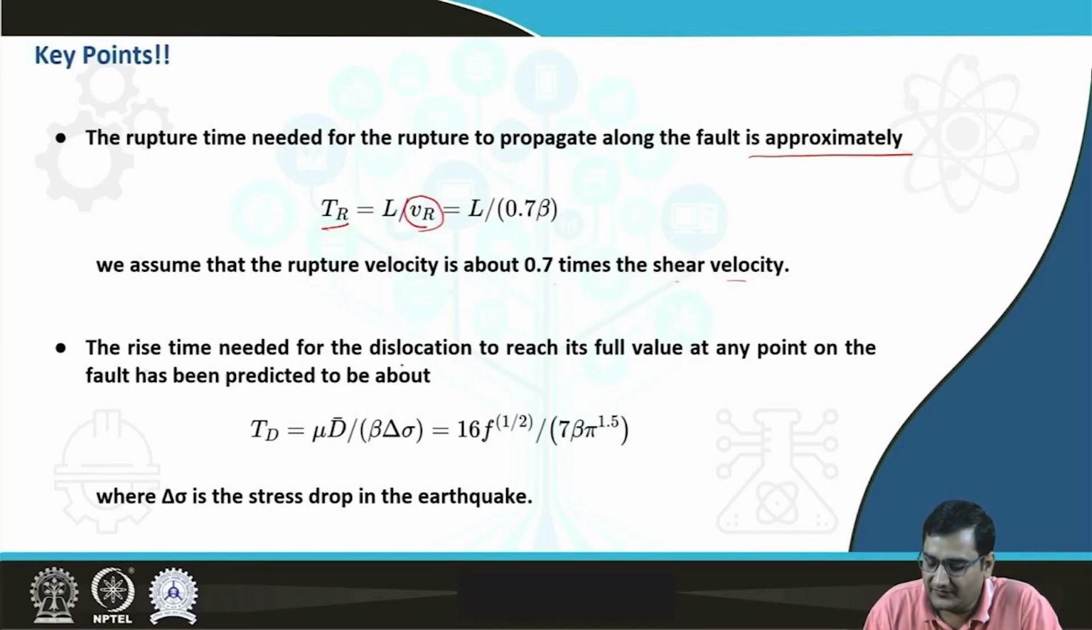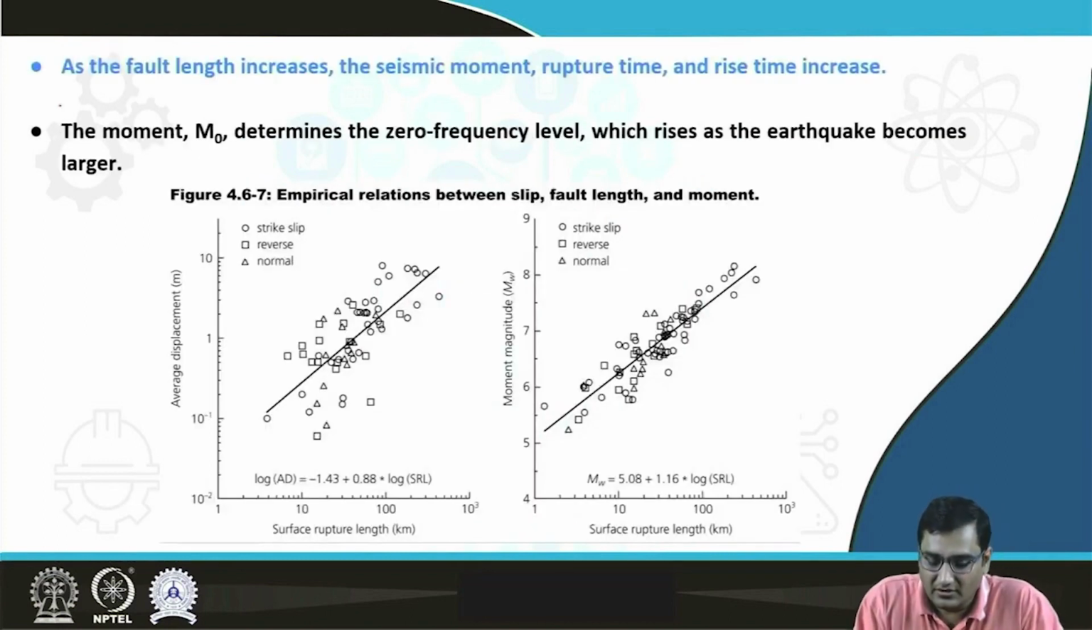The rise time needed for dislocation to reach its full value at any point on the fault has been predicted to be about mu d bar by beta delta sigma. So delta sigma is the stress drop here, beta is the shear wave velocity, d bar is the slip, and mu is the shear modulus, and that can be further equated to 16 F under root divided by 7 beta pi to the power 1.5, where delta sigma is the stress drop in the earthquake. So as the fault length increases, the seismic moment, rupture time, and the rise time increase.